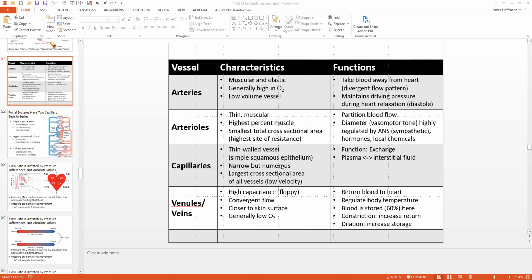And so don't confuse venoconstriction, which is specifically to veins, with vasoconstriction, which generally is specific to arterioles. Vasoconstriction is going to decrease blood flow because you've increased resistance. Venoconstriction is going to increase blood flow because you increase venous return to the heart.